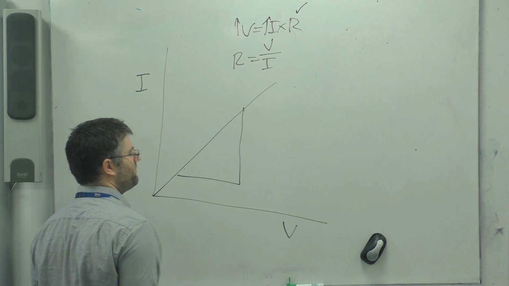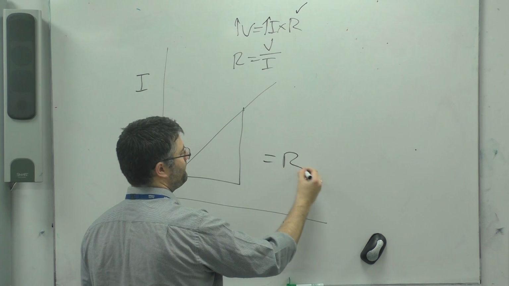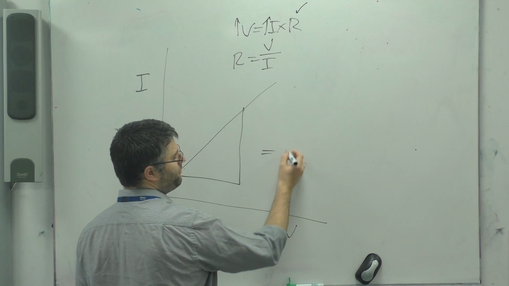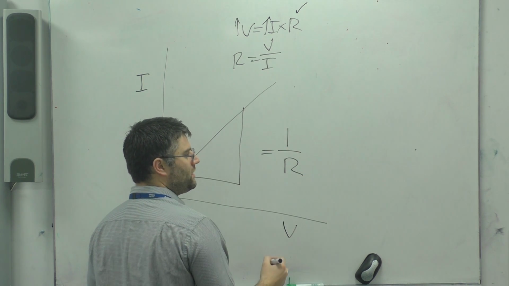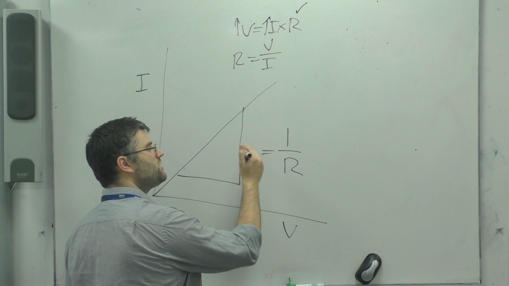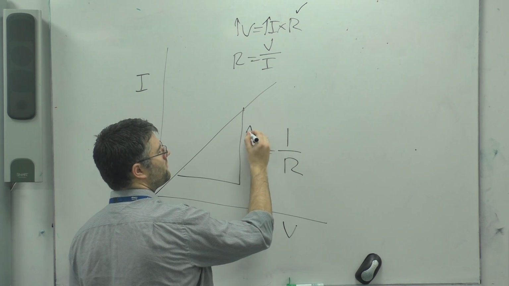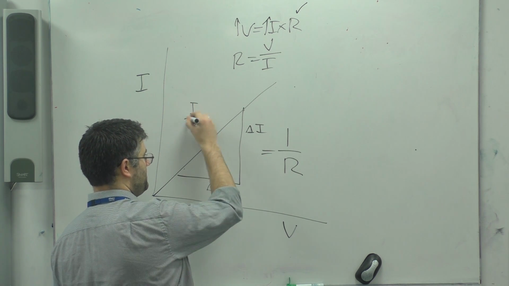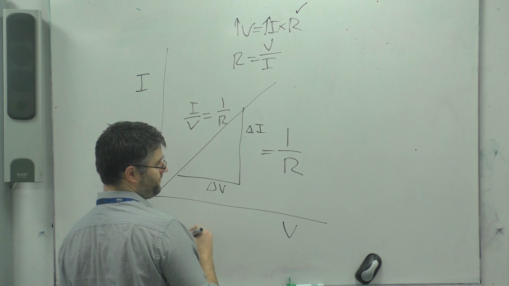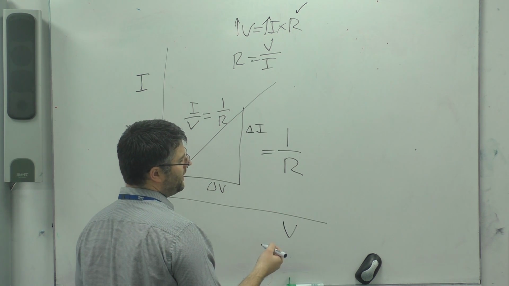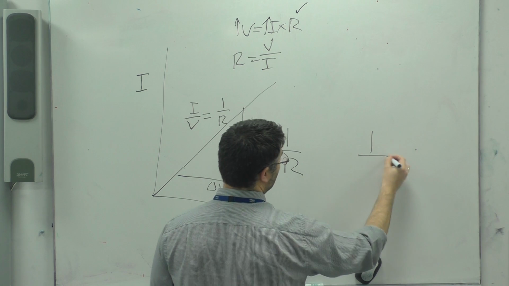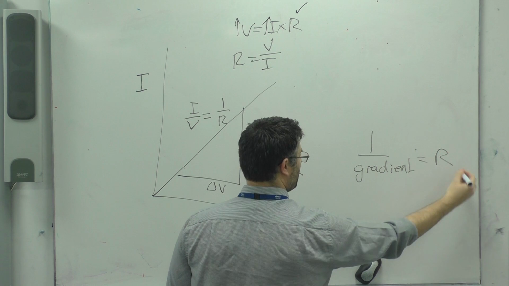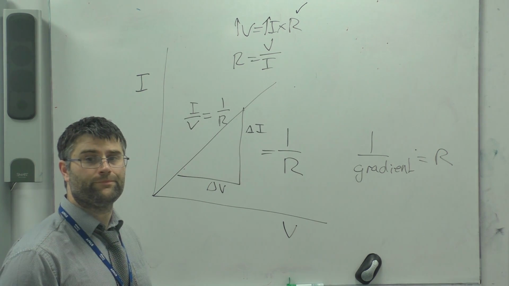Now the problem is that the gradient of this graph is not R. That's wrong. What is it actually? Well, it's a reciprocal. It's 1 over R. So when you work out this gradient, which is change in I over change in V, that equals 1 over R. So in order to find R, you just do 1 over the gradient. It'll give you the resistance of that fixed resistor.